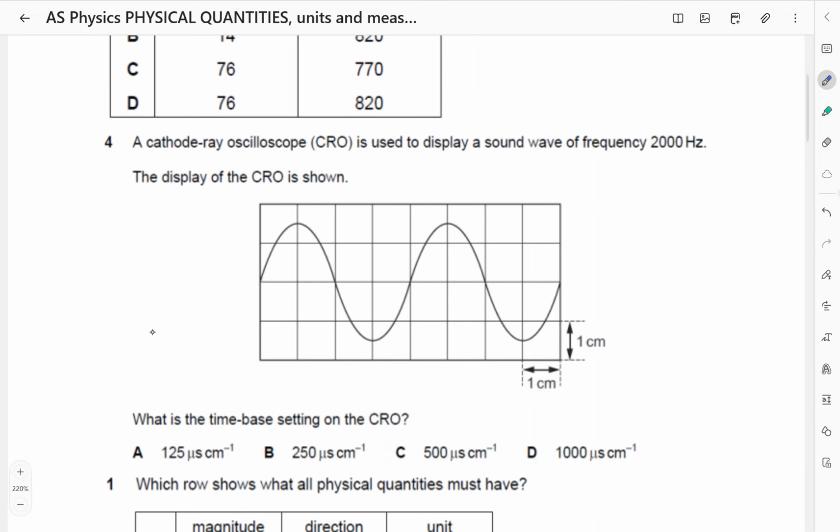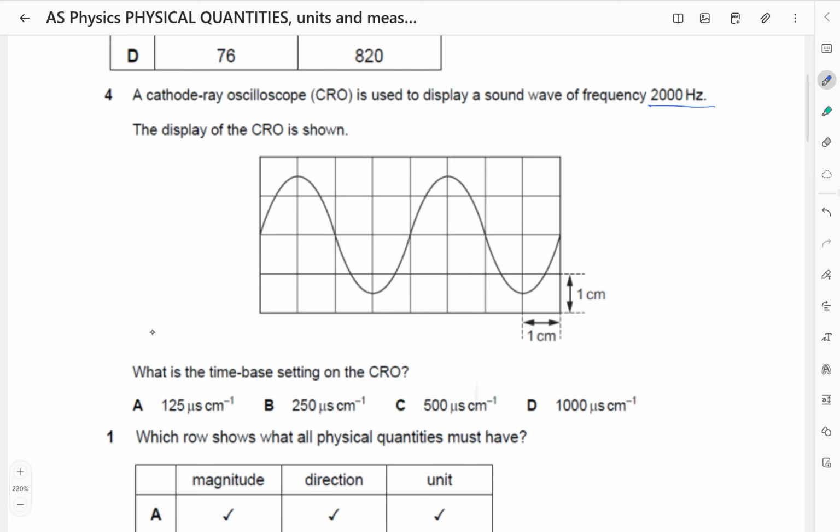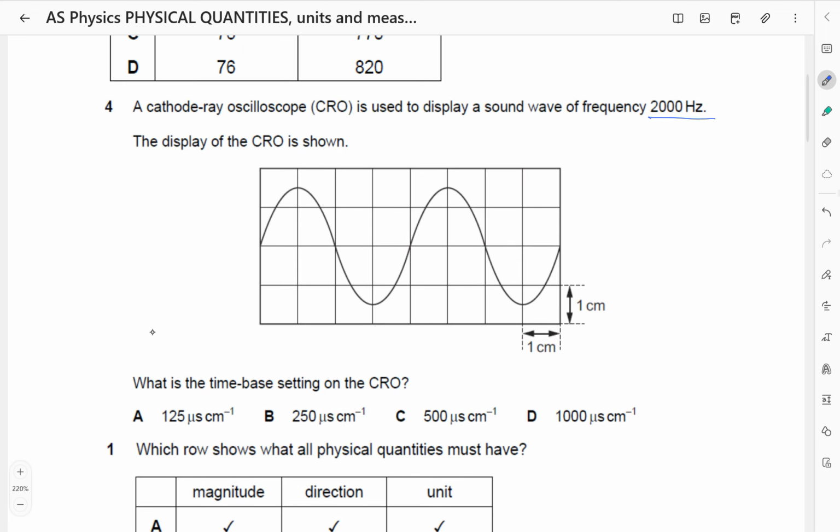A cathode ray oscilloscope is used to display a sound wave of frequency 2000 Hz. The display of the CRO is shown. What is the time-base setting on the CRO? So for the time-base setting, of course, the length representing one cycle is 1, 2, 3, 4. Those are 4 centimeters. So the length representing one cycle is 4 centimeters on the time-base axis. And we want the period. We want the time-base setting.